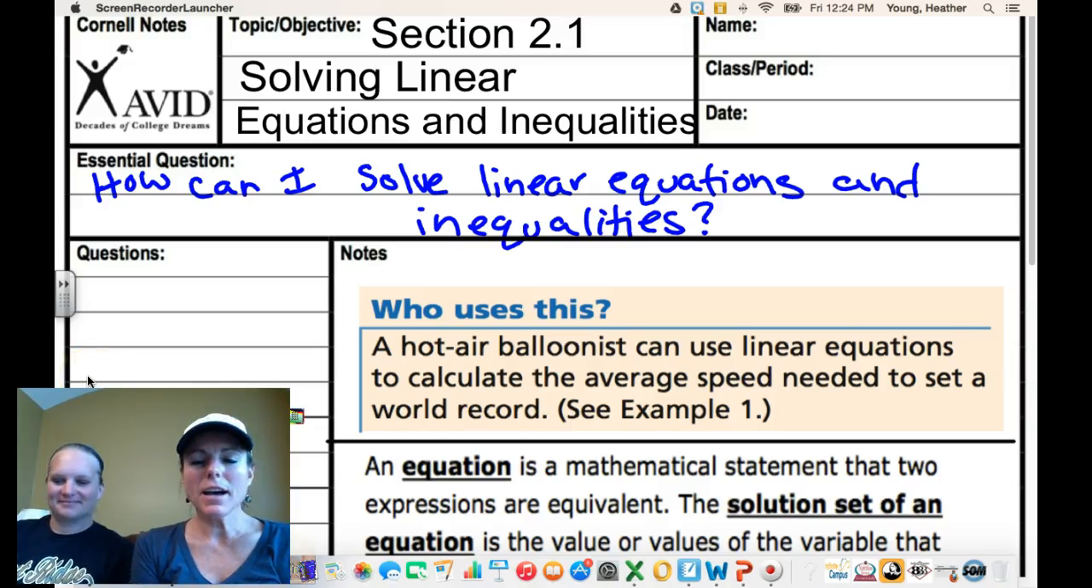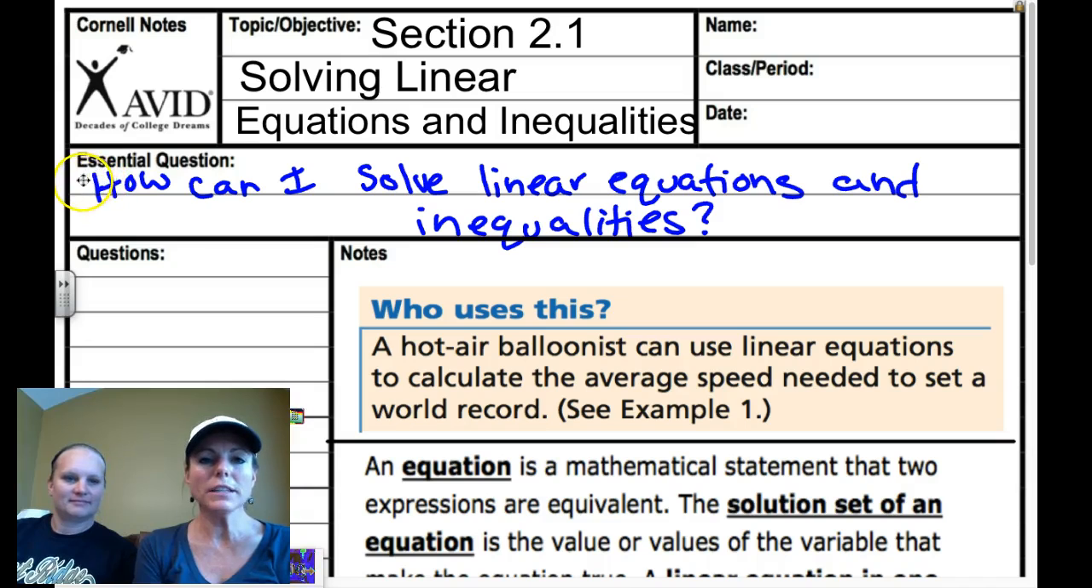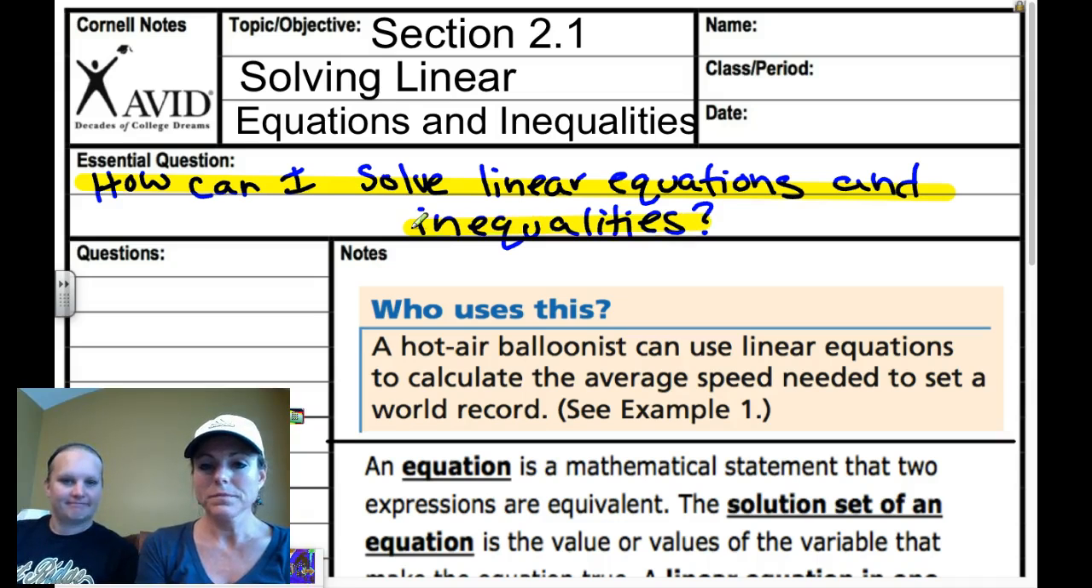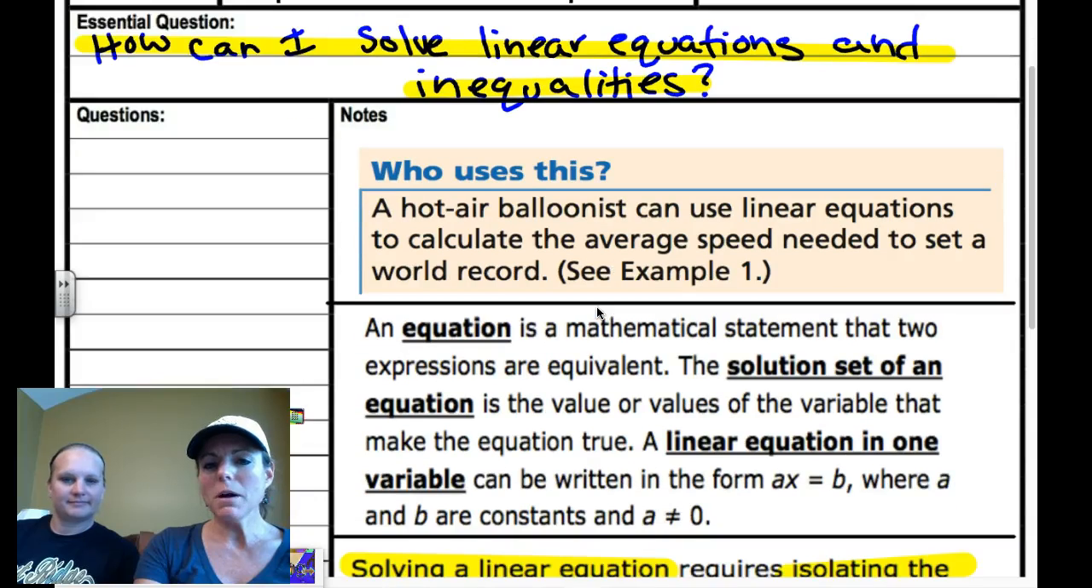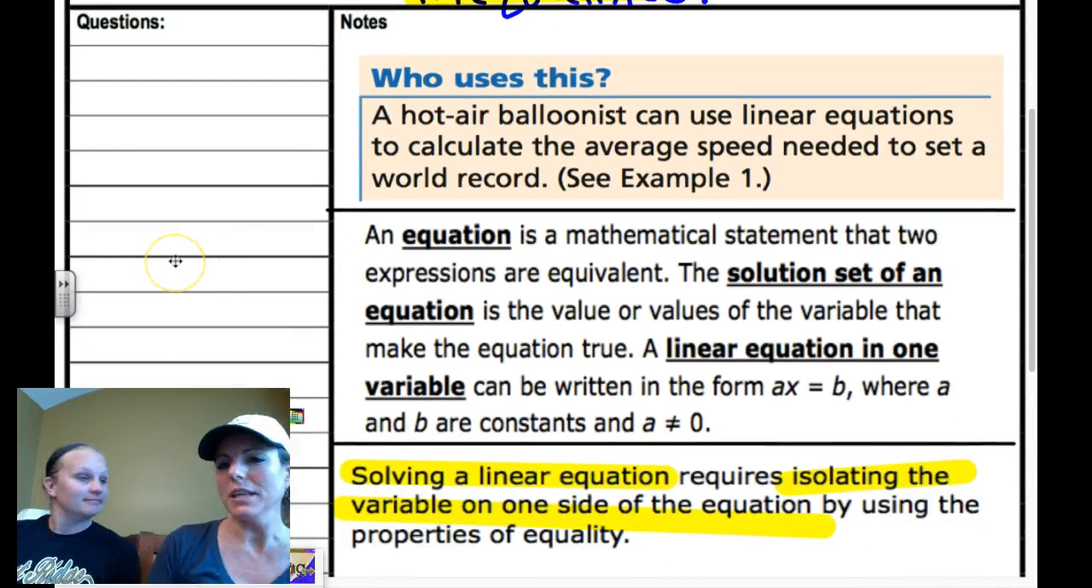All right, we're back. We're actually on to chapter 2, section 2.1, solving linear equations and inequalities. Our essential question: how can I solve linear equations and inequalities? Please write that down.